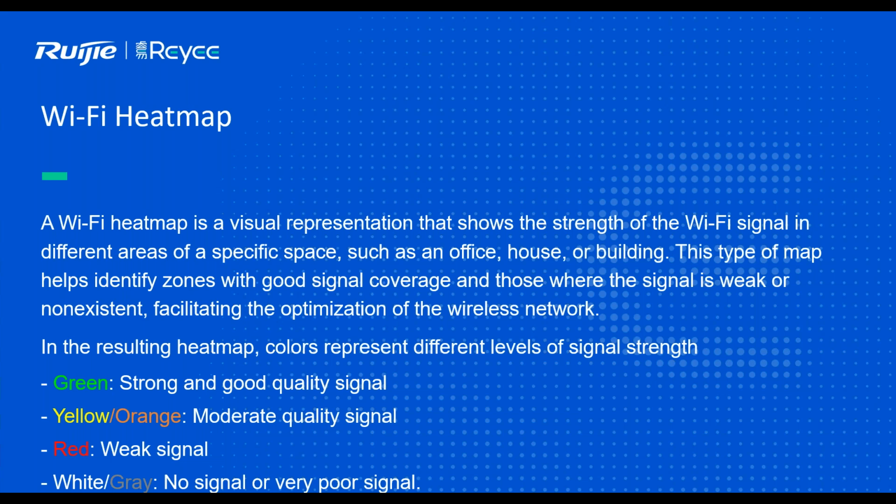The first one is green, which means that we have a strong and good quality signal. Yellow and orange mean that we have a moderate quality signal, and red is a weak signal. If you find something in white or gray, there is no signal, or maybe the signal is really poor, right?